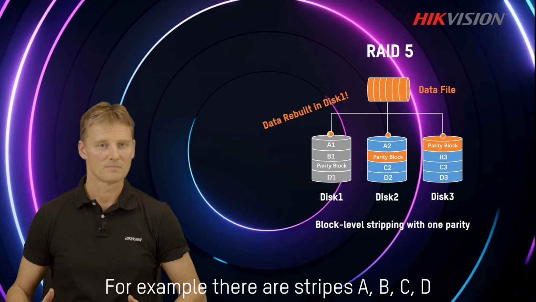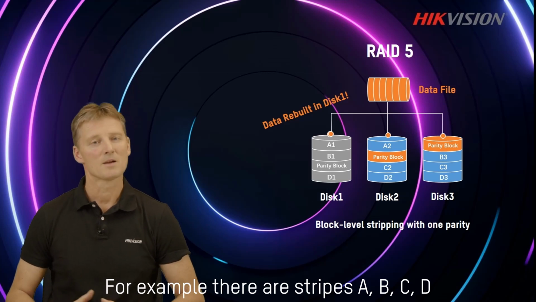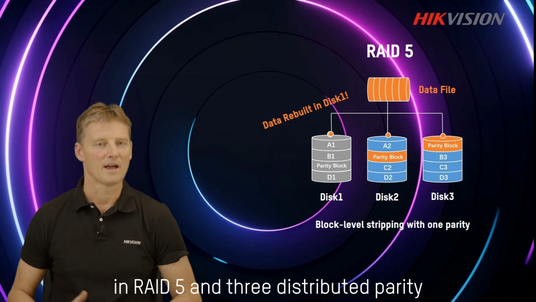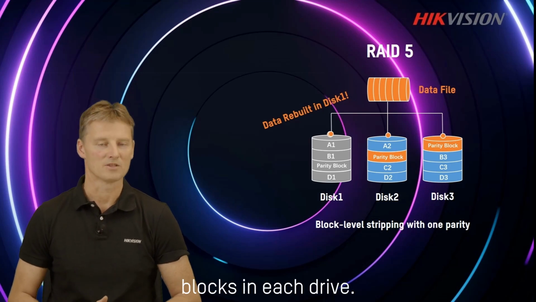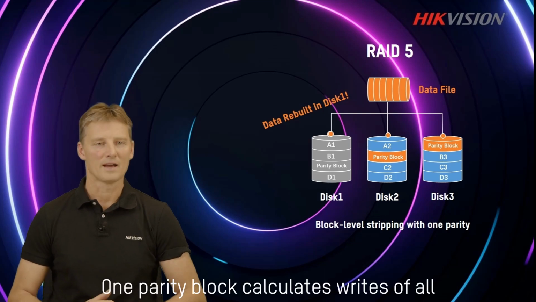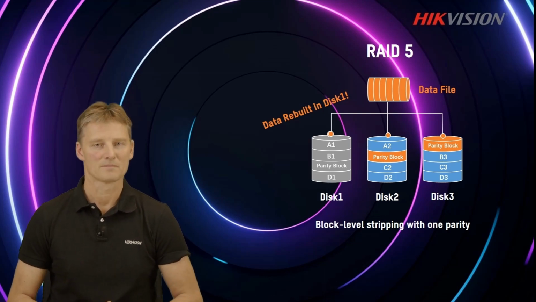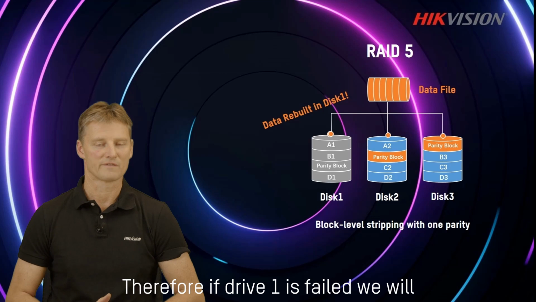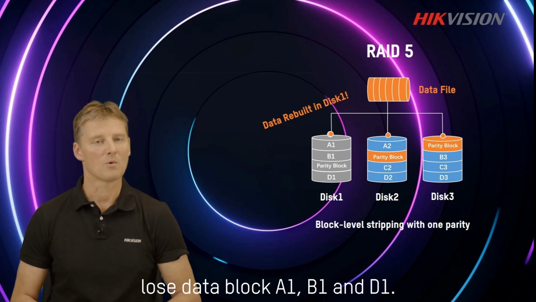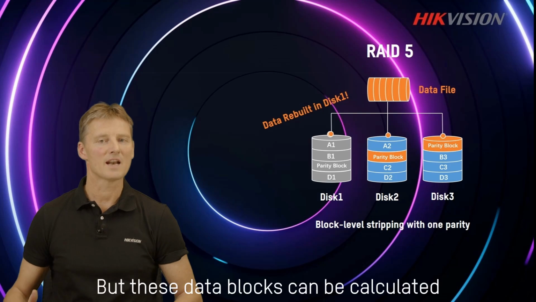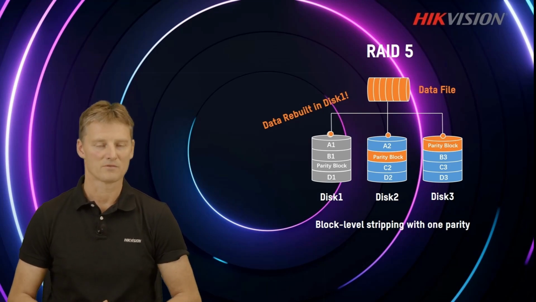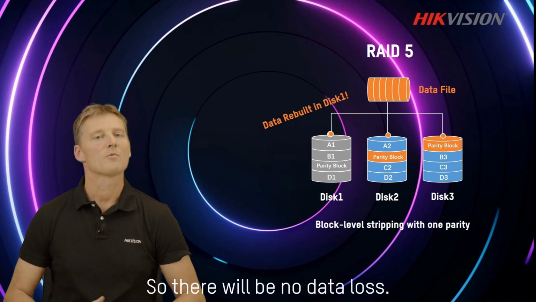For example, there are stripes A, B, C, D in RAID 5, and 3 distributed parity blocks across the drives. One parity block is calculated from the writes of all the other 2 drives. Therefore, if drive 1 fails, we will lose data blocks A1, B1 and D1. But these data blocks can be calculated from the parity blocks in drives 2 and 3. So there will be no data loss.